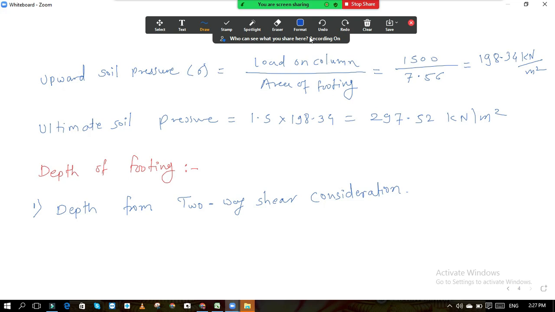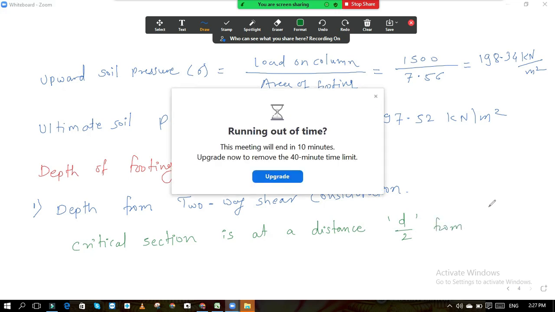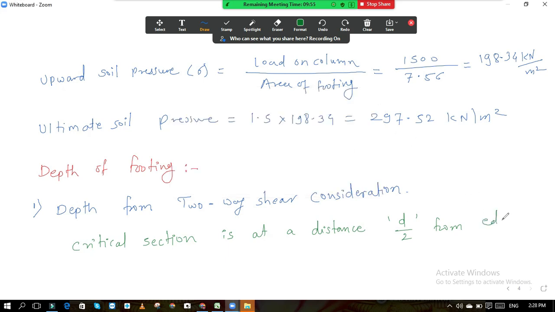For the two-way shear consideration now, the critical section is at a distance d by 2 from edge of column.